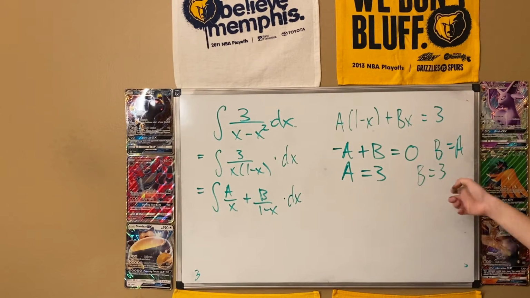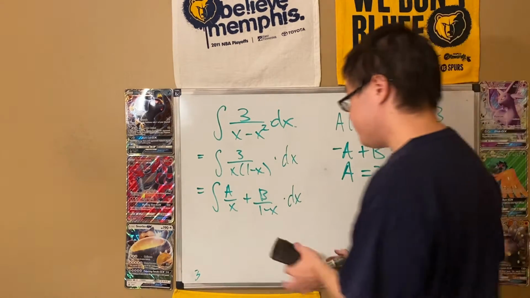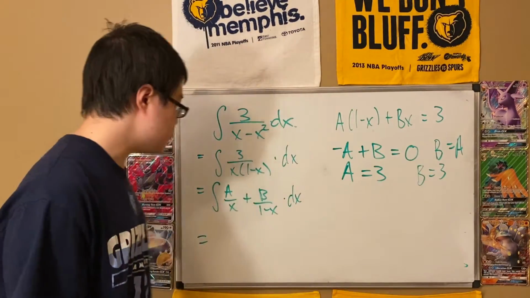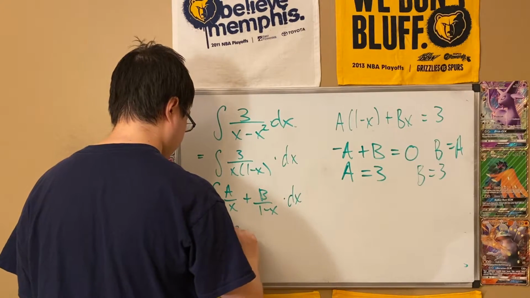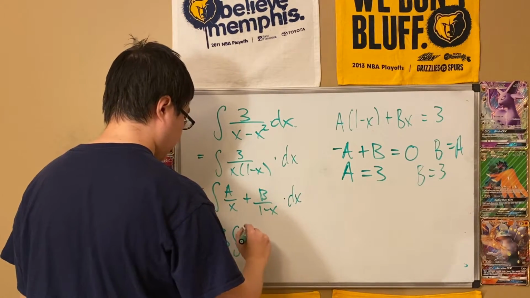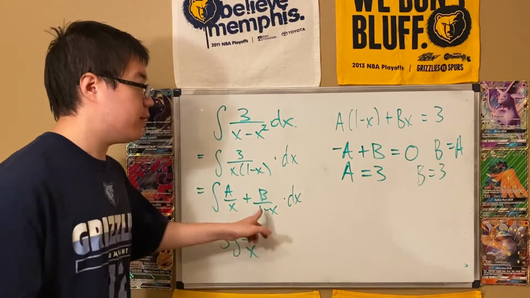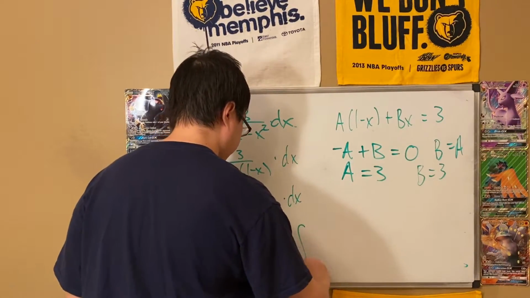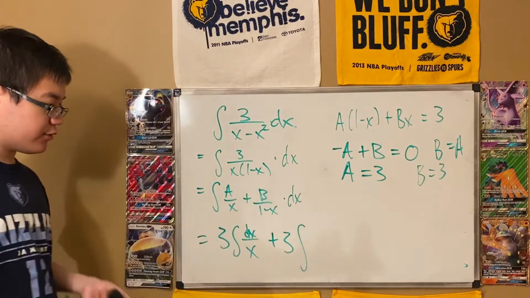So then once you have these numbers, again, you're basically done. We're going to replace the A with 3, but we're going to take that 3 out just like normal. So it can be 3 times the integral of 1 over x. I will deal with you later, but let me plug in the B now. So it's going to be plus 3, because I replace the B with 3, and I take out that constant.